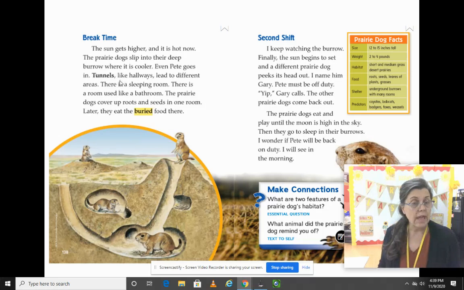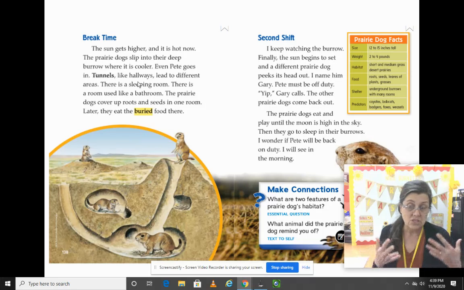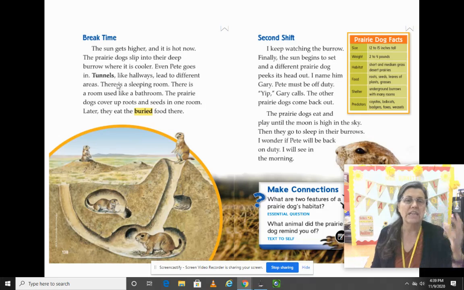It's not one of our vocabulary, but he wants us to notice that may be a word that we don't know. But right afterwards, he gives a definition. He says tunnels, like hallways. Well, it's kind of a simile. He's comparing it so that if the word tunnels is new to us, we can understand that tunnels are like hallways. Tunnels, like hallways, lead to different areas.